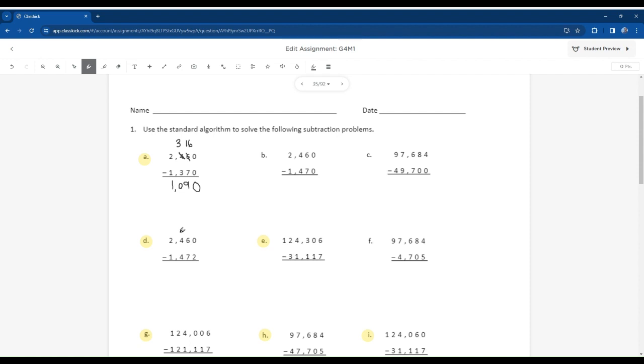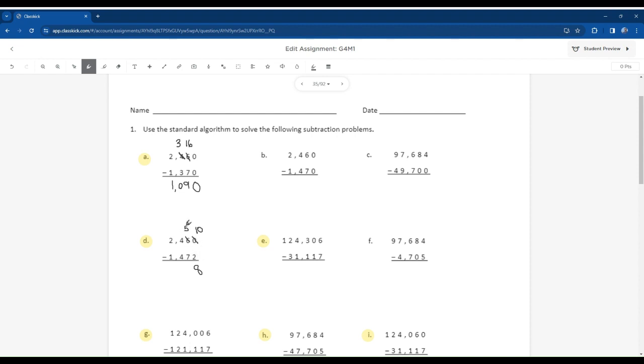In letter D, we have 2,460 minus 1,472, and off the bat, we have to regroup. We have a 2 down here, which is larger than the 0 up here, so we're going to have to regroup from our tens. So rather than having 6 tens and 0 ones, we're going to regroup that for 5 tens and 10 ones, and then we can subtract 10 minus 2, which gives us 8. Now, over here, we're going to have to regroup again. And we're going to be working with this 5 because we regrouped 6 tens for 5 tens and 10 ones, so we could subtract in our ones place.